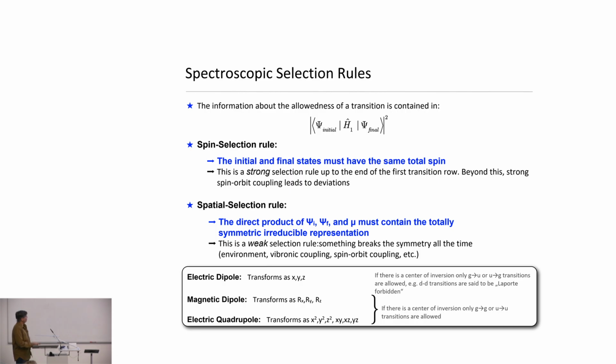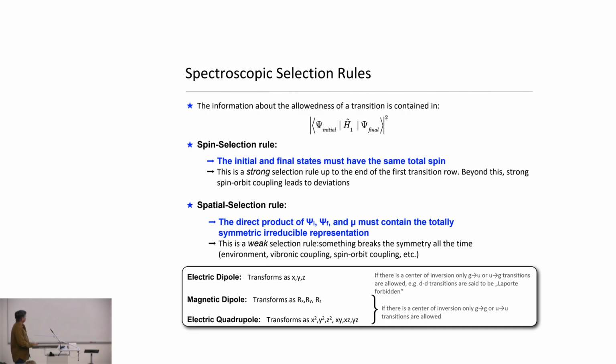And if there is a center of inversion, then you have to have only allowed gerade to ungerade or ungerade to gerade transitions. That is the Laporte selection rule that, for example, applies to octahedral transition metal complexes, but not to tetrahedral transition metal complexes. So under the Laporte rule, any DD transition in an octahedral transition metal complex is forbidden by spatial symmetry. That's why DD transitions tend to be weaker than, say, LMCT transitions.